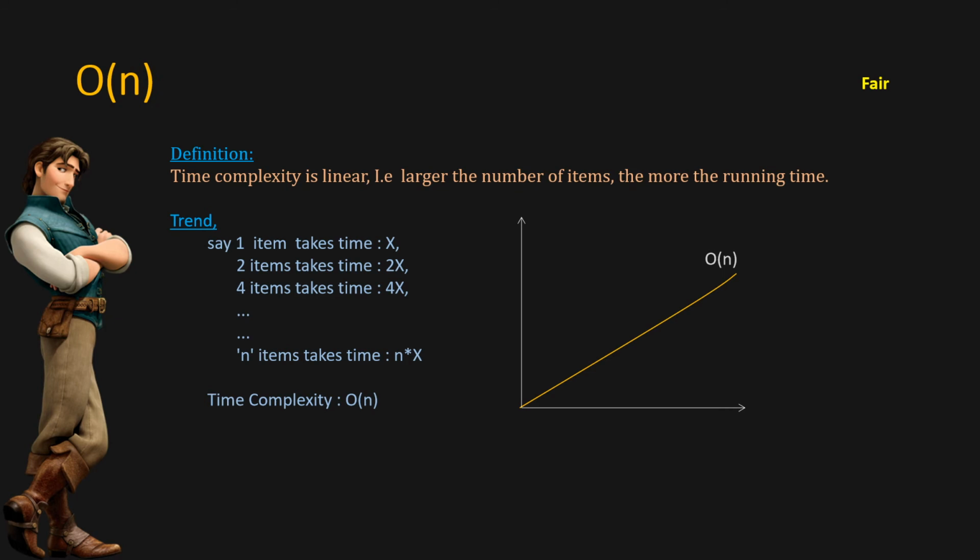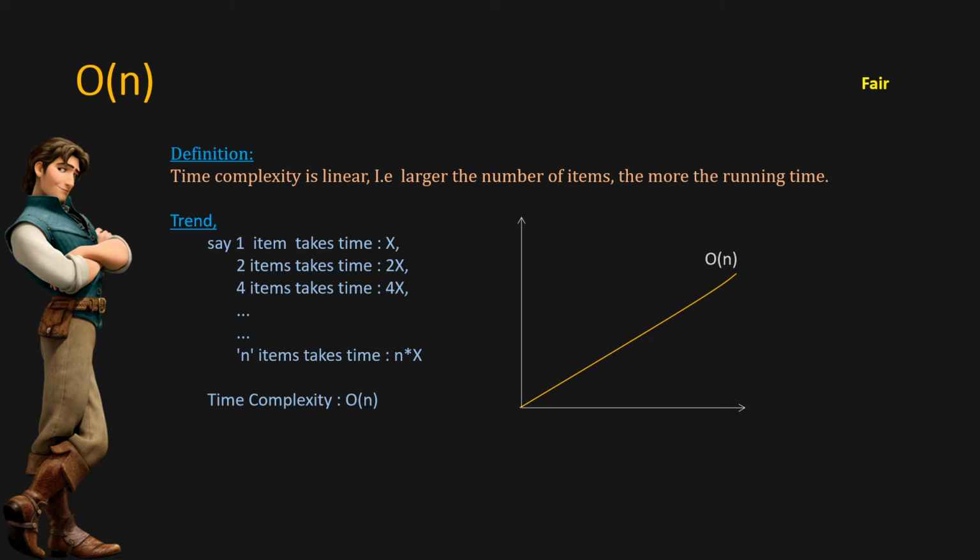Next is O(n), where the complexity is linear. That is, it has linear time complexity. That is, the larger the number of items, the more the running time. The complexity grows in proportion to the size of the problem here. That is, if the input size is doubled, then the running time will also be doubled.